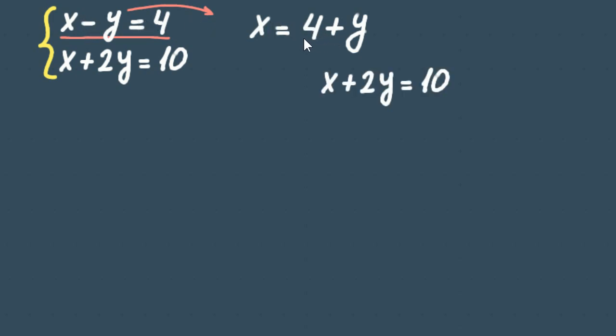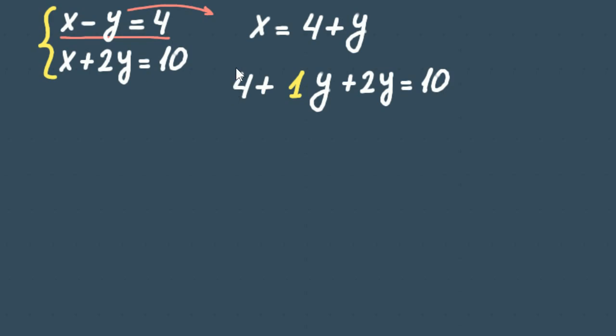Now I will substitute this expression for x in the second equation, instead of the unknown x. There is no numeric coefficient in front of y. We consider it as 1. There is no sign before the 4. If there is no sign before the number, we will consider it as a plus.